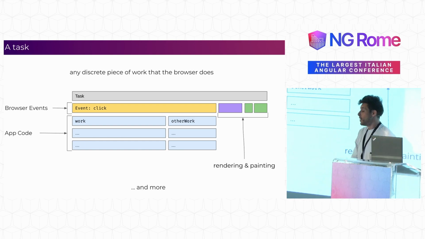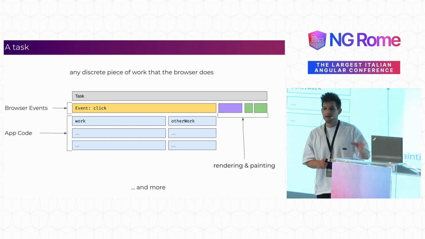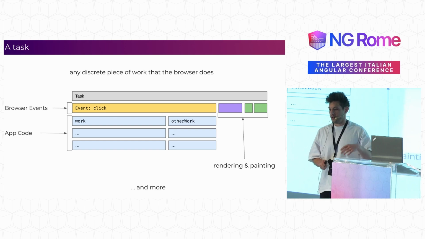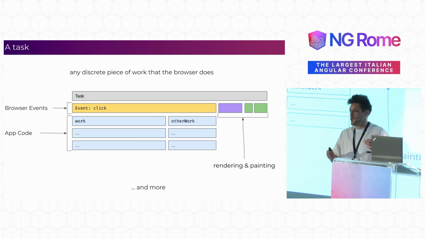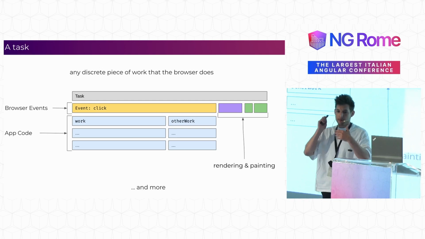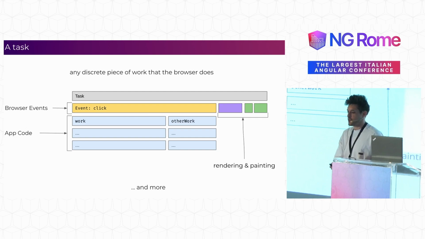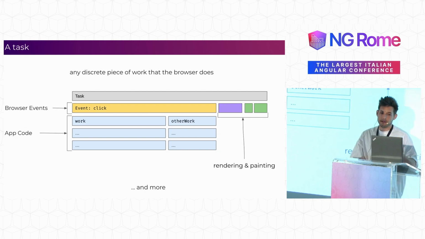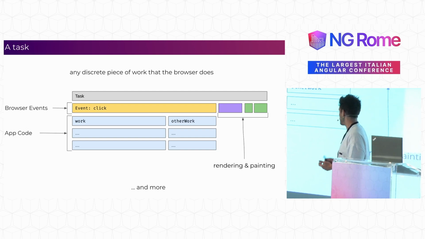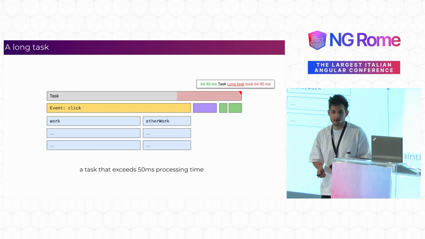On the bottom side, in this light blue color, you see that your application code is running. It can also be third-party code, for example, some 1Password or LastPass that is putting images into your input boxes if you want to sign in. But generally speaking, this is your application code. So in this case, work and other work. And then in the end, rendering and paint.